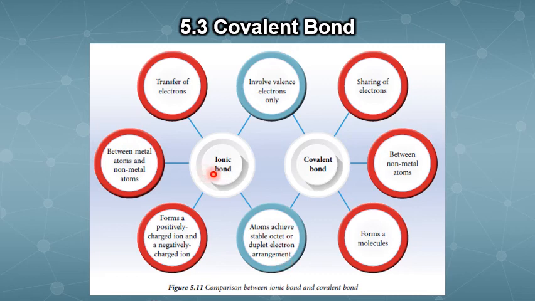Look at the ionic bond. What is the characteristic of ionic bond? It is the transfer of electrons. It means the electrons are transferred, either donated or received. They don't share, they transfer the electrons. It is between metal atoms and non-metal atoms, and it forms a positively charged ion and a negatively charged ion.